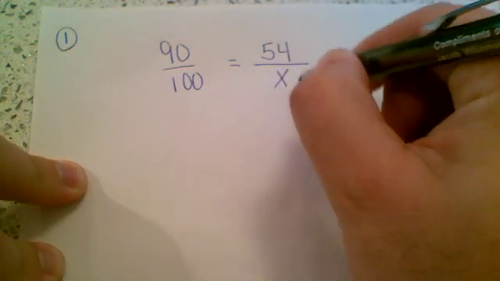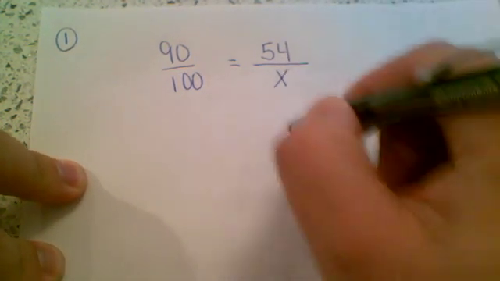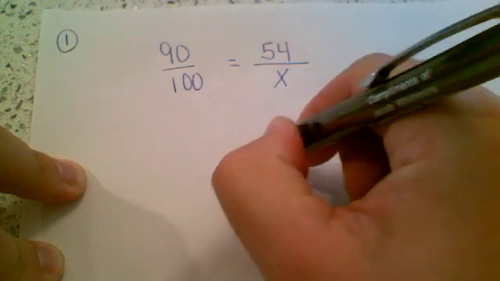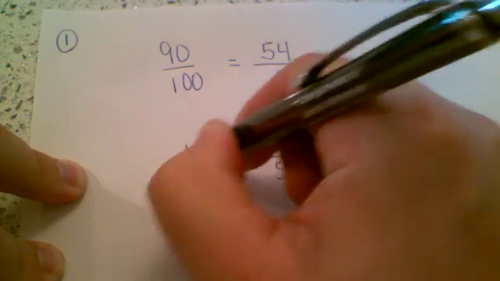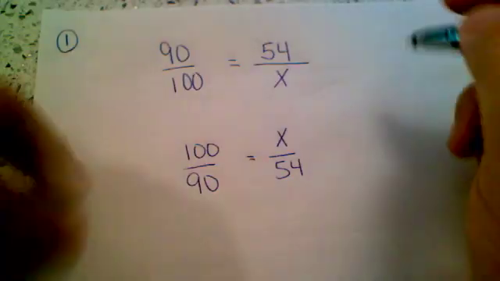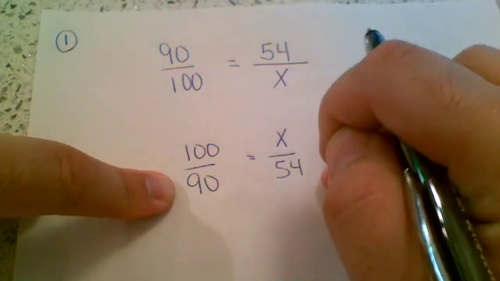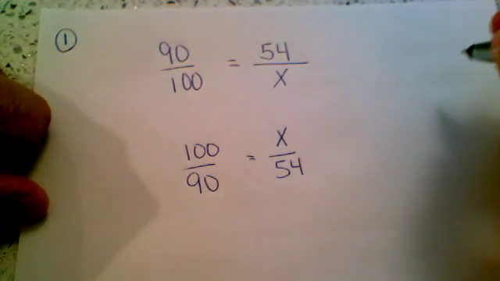When we have the variable in the denominator here, we want to just flip the two ratios over. So you're just flipping the first ratio over and flipping the second ratio over. You have to make sure you do that on both.